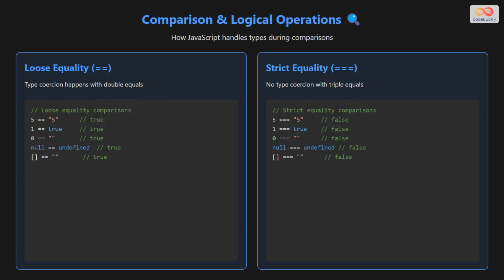JavaScript also performs implicit type conversions during comparison and logical operations. When using loose equality, which is double equals, JavaScript will attempt to convert the operands so that they can be compared. For example, comparing the number 5 with the string 5, JavaScript converts the string to a number, and therefore returns true. Similarly, the value 1 is equal to the Boolean true, and 0 is equal to an empty string. When using strict equality, that is triple equals, no type conversion is performed. So the number 5 is not strictly equal to the string 5, the number 1 is not equal to true, and 0 is not equal to an empty string.